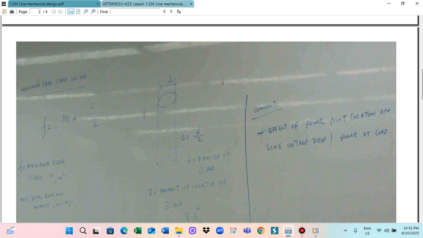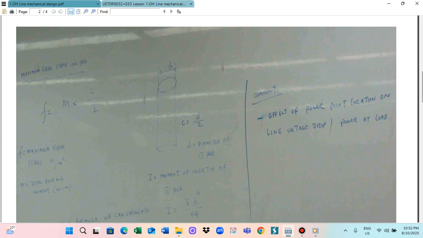D is the diameter of the circular pole. So we can put the C here. And I is the moment of inertia of the circular pole. So I you can calculate. The formula is pi D4 by 64. So I is the moment of inertia, pi D4 by 64, and C is the diameter of the pole divided by 2. By substituting into the formula, we can calculate the stress.